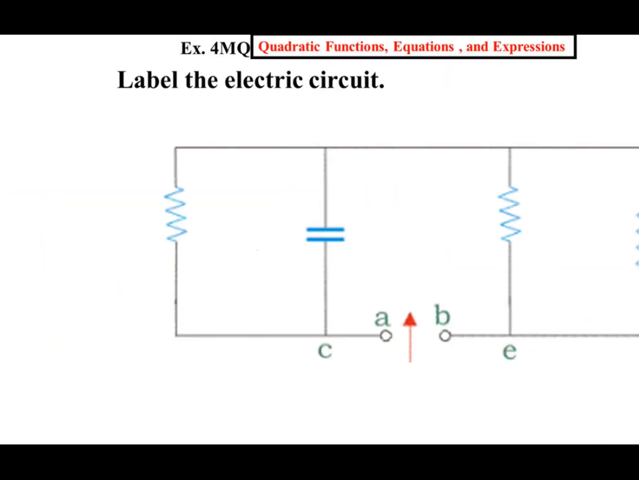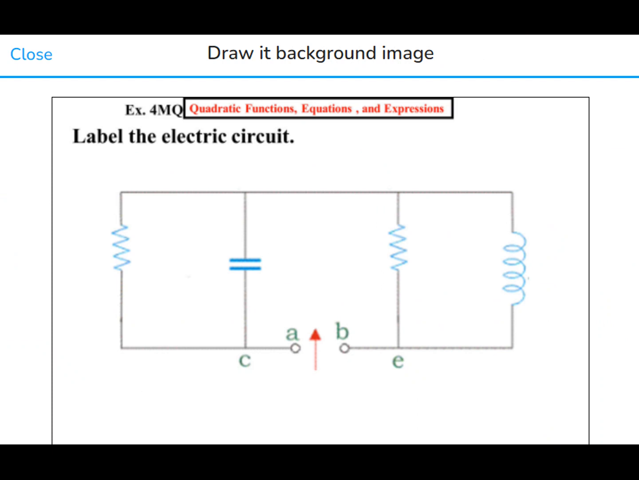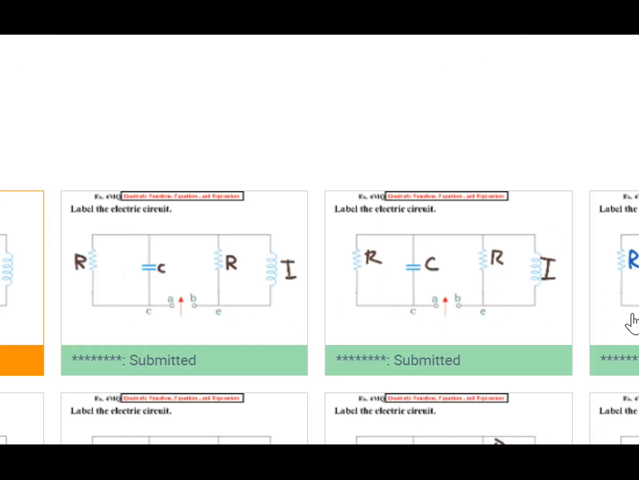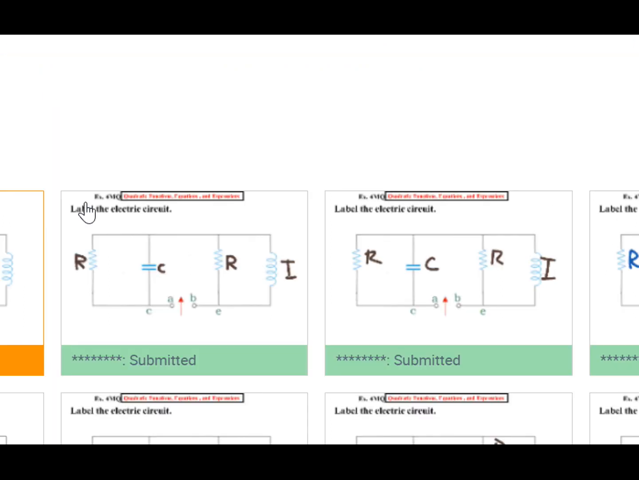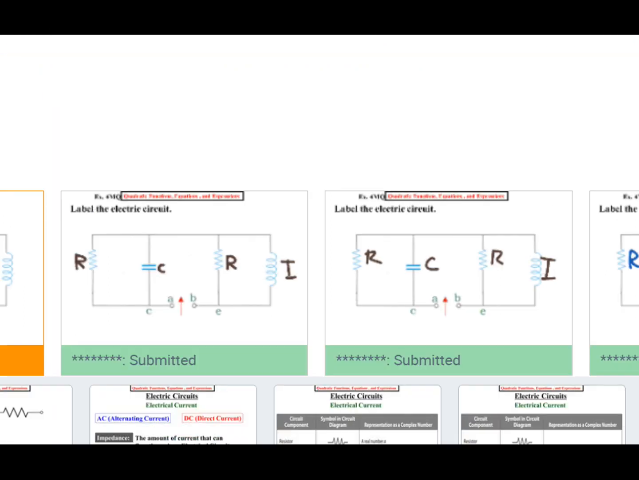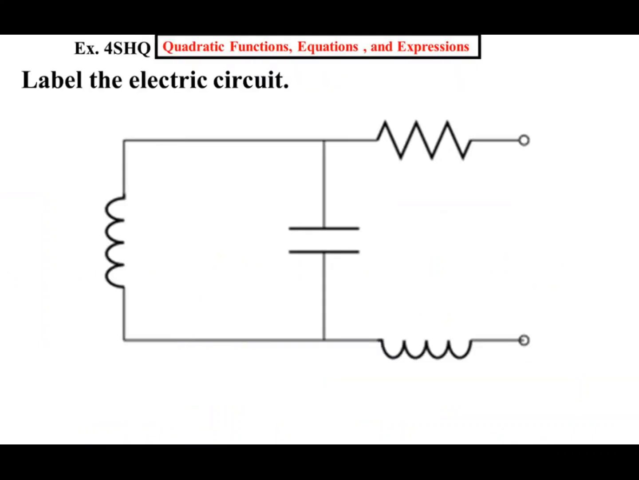Let's do another one. Label that circuit on your screen, please. 30 seconds. All right, looks like everybody got it. So, once again, correct answer on your screen: resistor, capacitor, resistor, inductor. All right. And one last one. Don't label it on your screen. Just tell your neighbor what each component is.